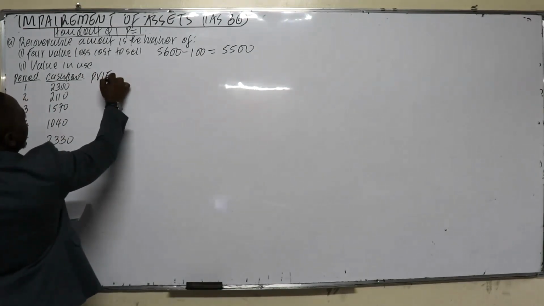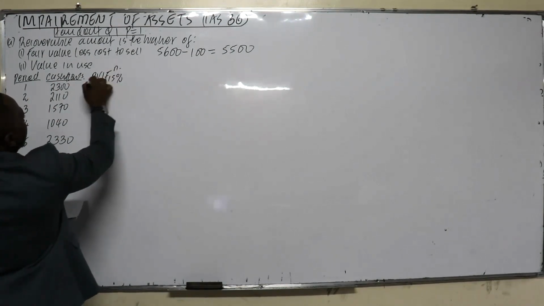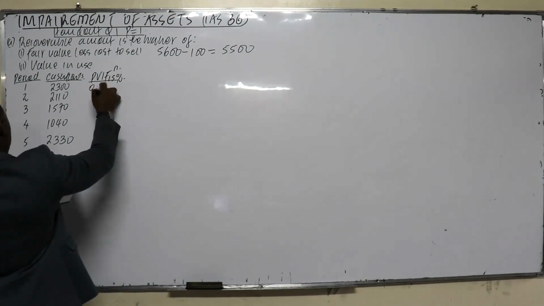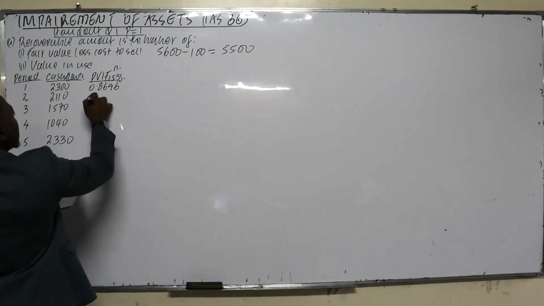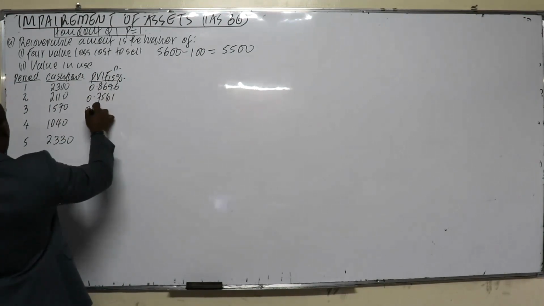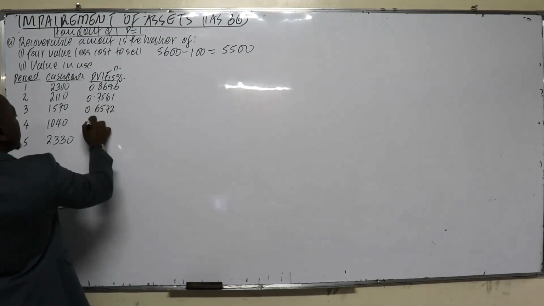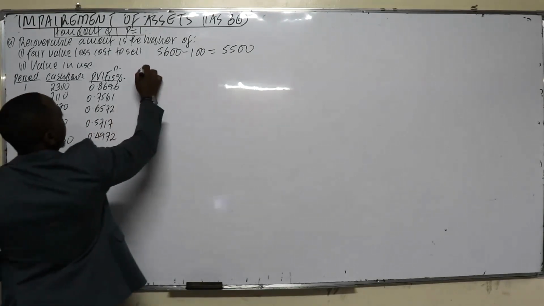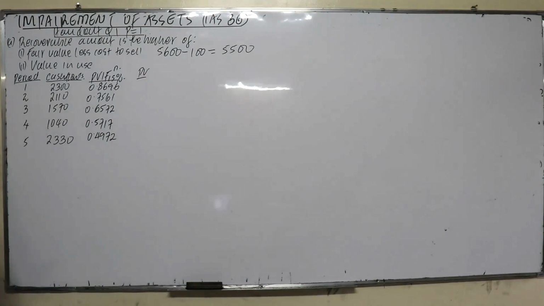Then to get the present value, we are given the discounting value. Present value interest factor, 15% year end. Year 1, we have 0.8696, 0.7561, 6572, 5717, 4972. Now let's get the present values.